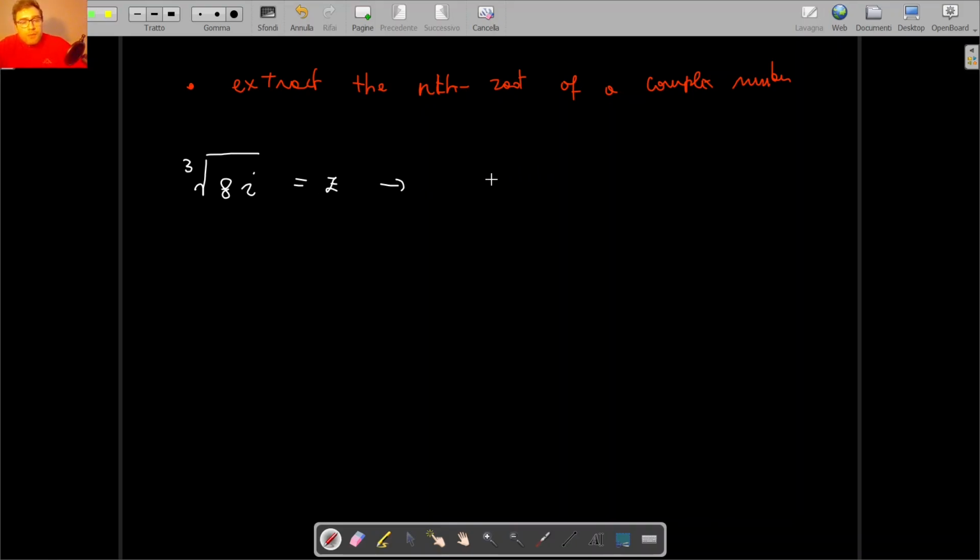So basically we rewrite it as z raised to the third power is equal to 8i. And when we encounter these kinds of equations, namely some complex number raised to some power is equal to some other complex number, the most convenient way to solve this kind of problem is to switch to the polar representation of a complex number.